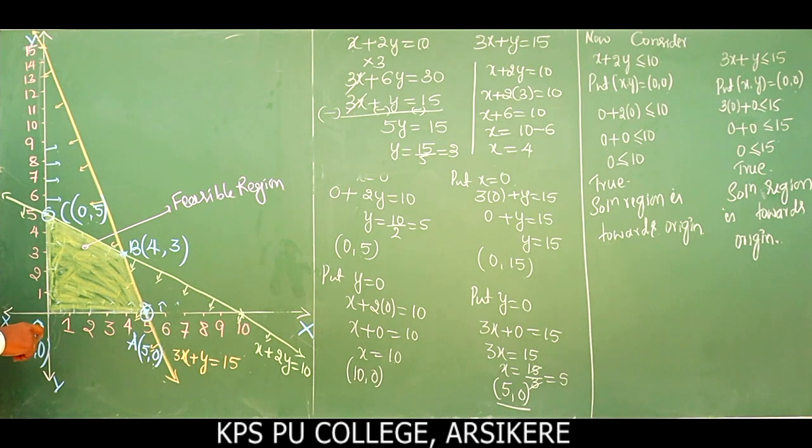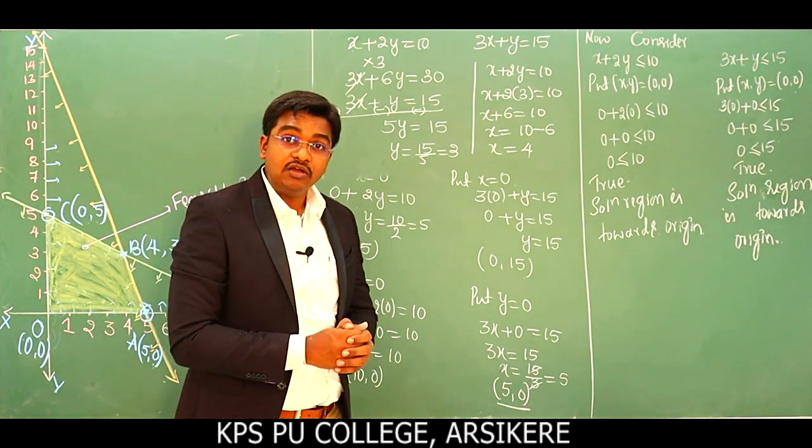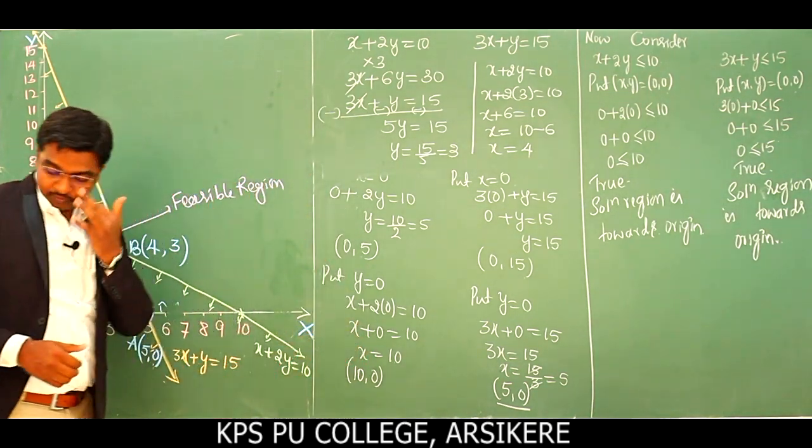4 comma 3. Okay. So after obtaining the corner points, next we need to find the value of the objective function at the corner points.